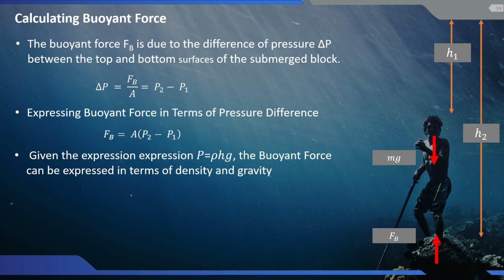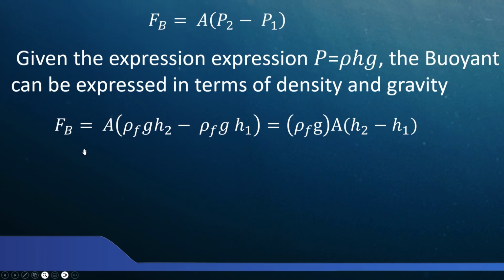We also know that pressure in a fluid at a certain depth can be expressed as P equal to rho h g, where rho is the density of the fluid, h is the depth of the fluid, and g is the acceleration due to gravity. Therefore, the buoyant force can be expressed in terms of the fluid density, the acceleration due to gravity and the height difference.